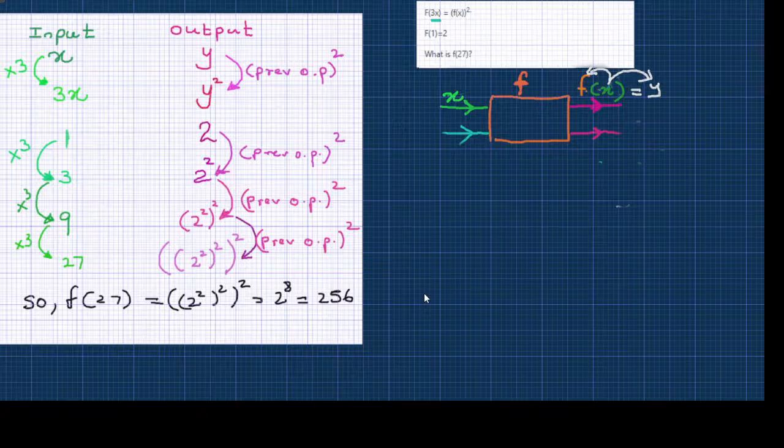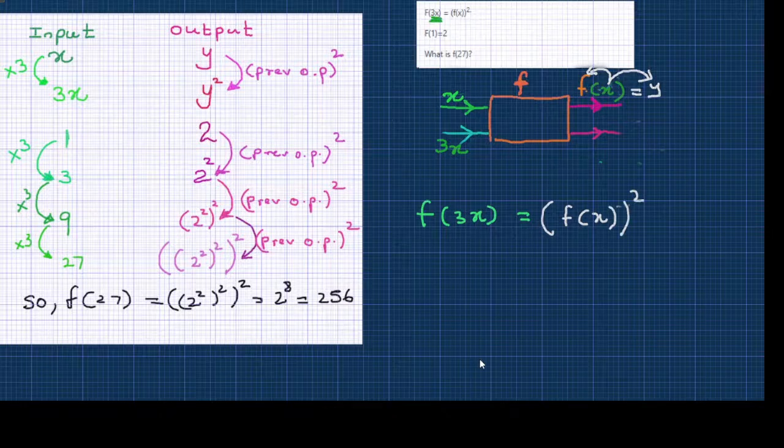Now they have said when 3x is put to the machine, what comes out? They have said when the input is 3x, what comes out is fx squared. So what is fx? What is this fx? That's the output we got when we put x to the machine.